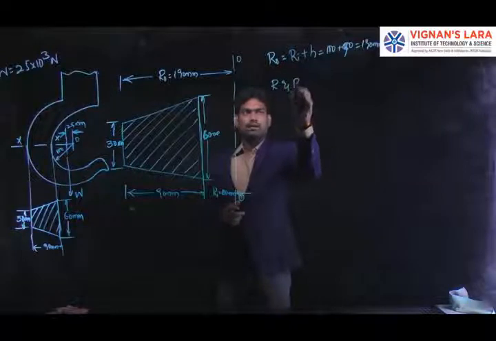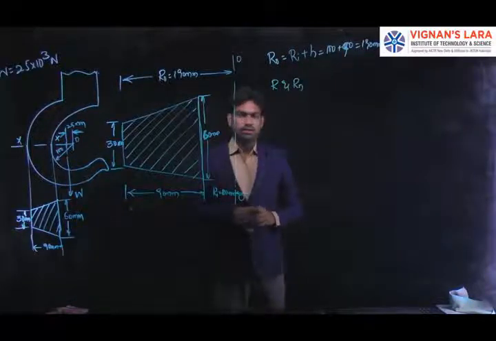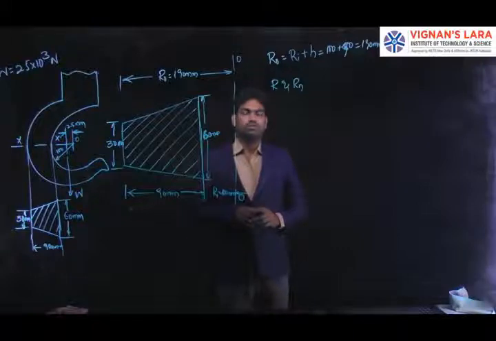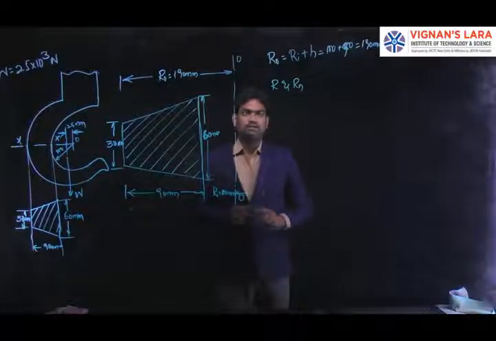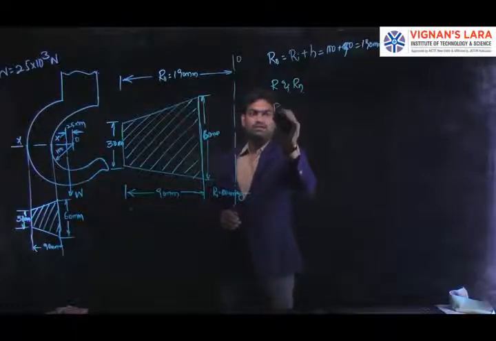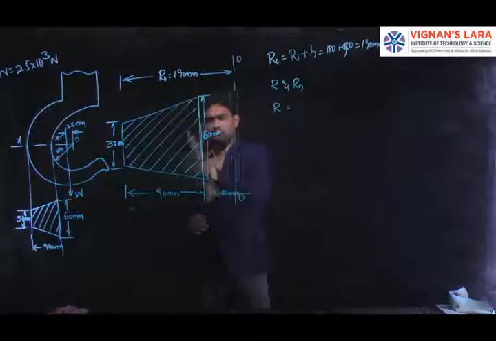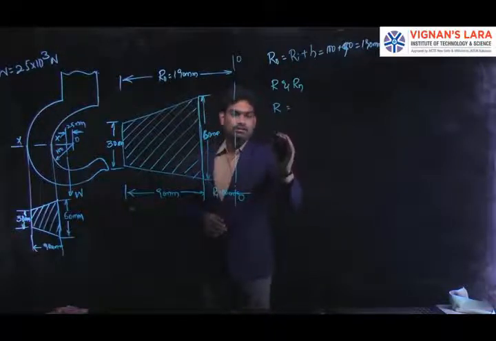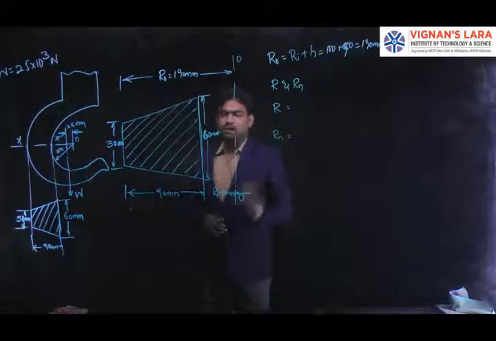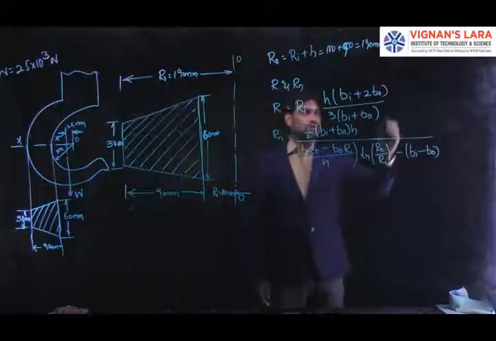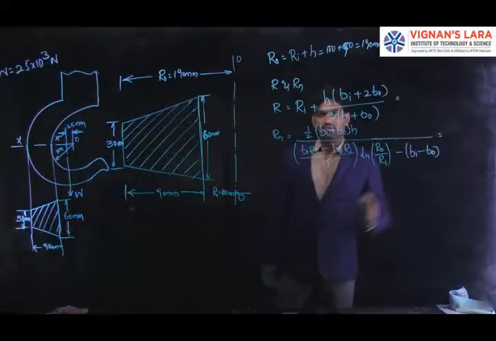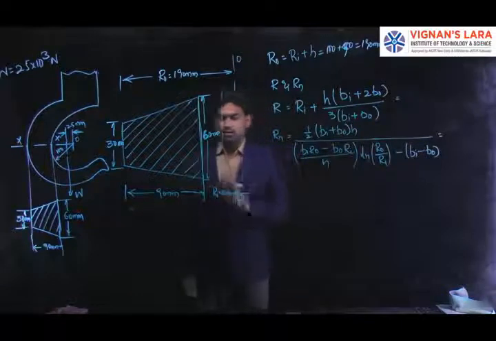Again we need to represent two more radii of curvature, that is R and Rn. The equations for the radius of curvature R and Rn can both be taken from the design data book for the given cross section. It is a trapezoidal cross section, so you can take the equations for R, the distance from the center of curvature to the centroidal axis, and Rn, from the center of curvature to the neutral axis. Both equations are taken directly from the design data book for the trapezoidal cross section.